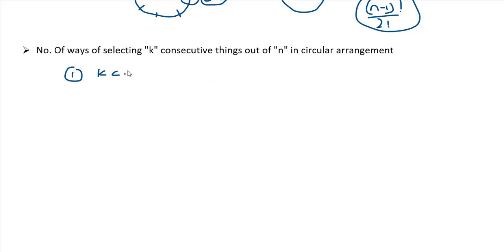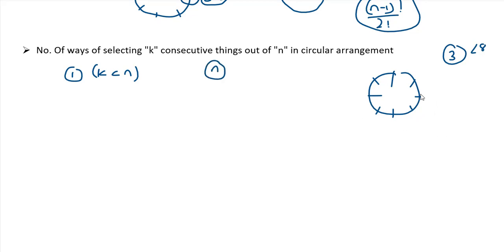where k is less than n. So let's say out of n people, 1, 2, 3, 4, 5, 6, 7, 8, I need to select 3 consecutive people. So 3 is definitely less than n. So this selection of 3 consecutive people can be done in n ways.